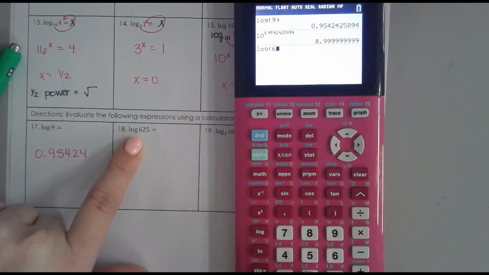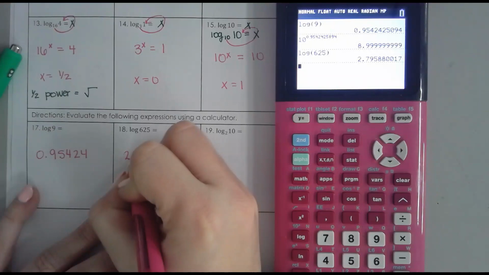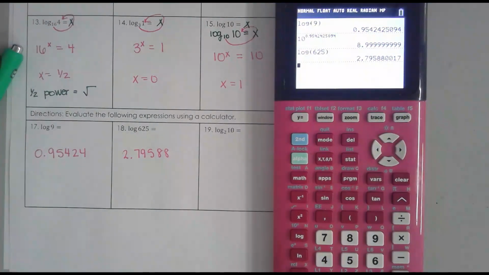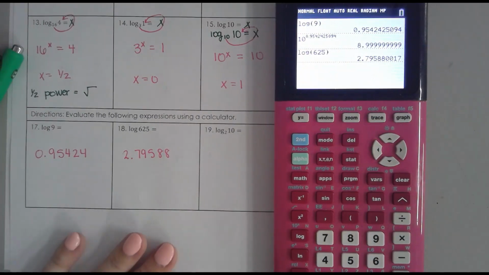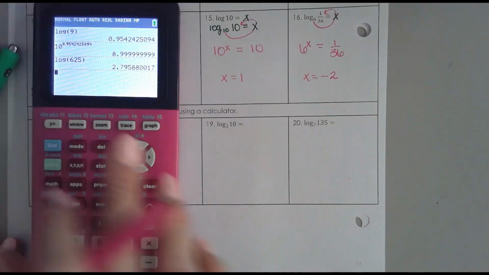So 18, same thing. Log of 625. 2.79588. But number 19, you can't do that.